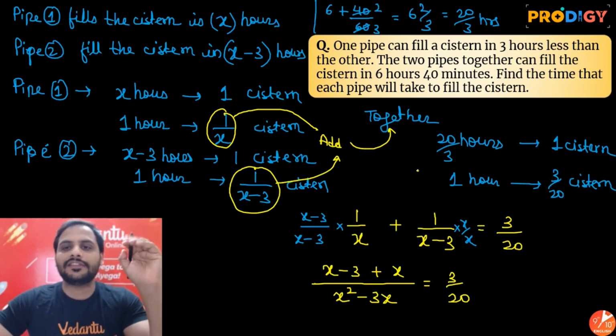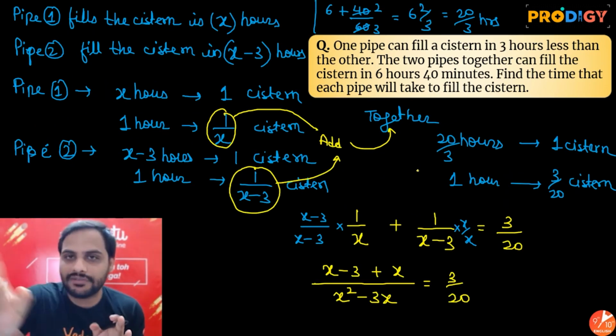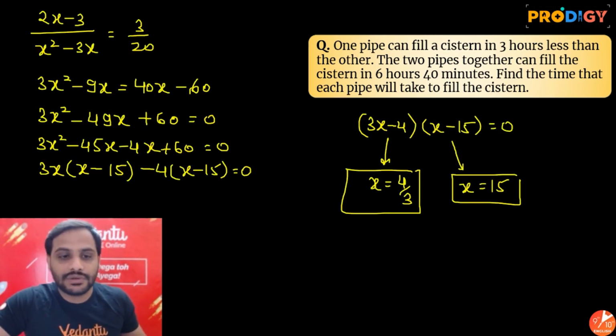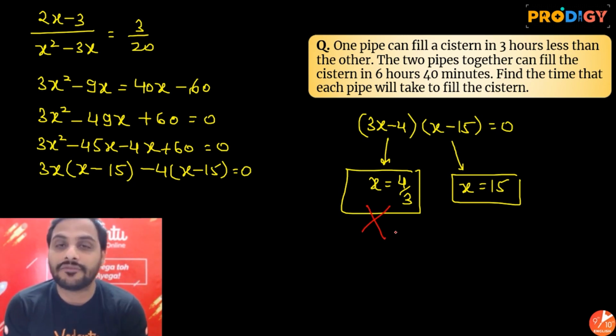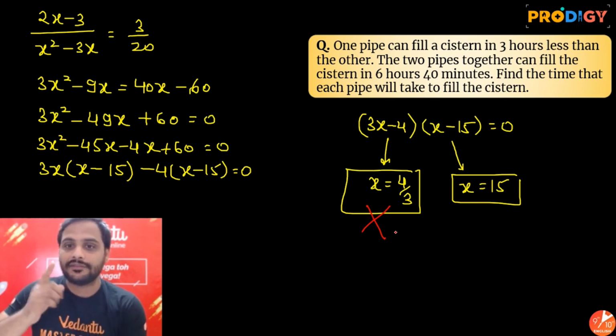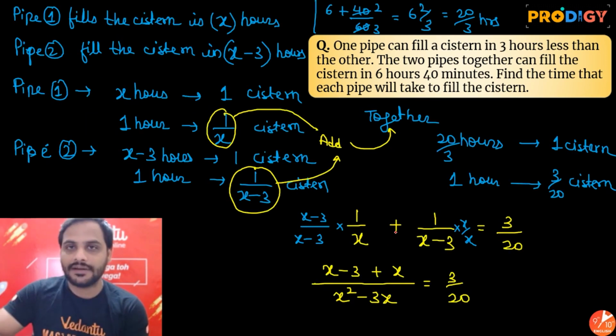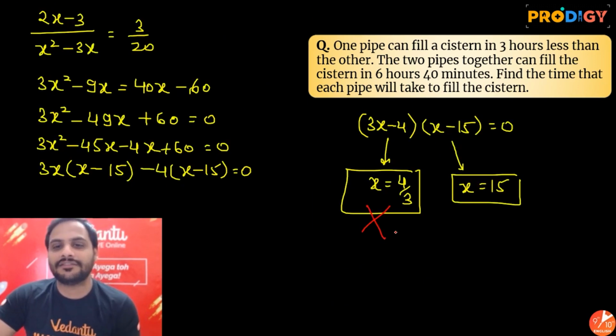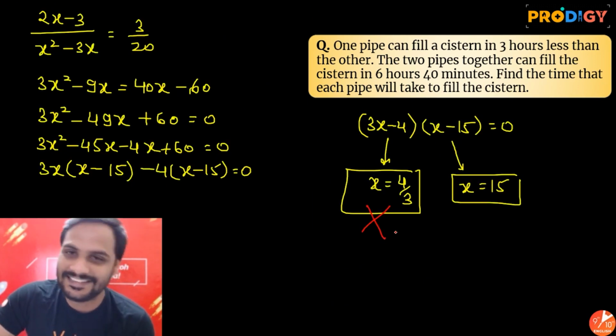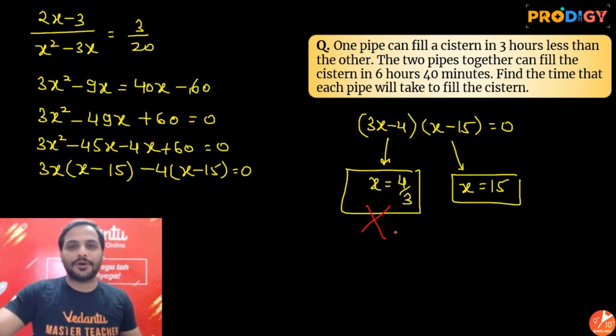What many students do, they say both the values are correct. But remember, both the values are not correct. Out of these two, I will eliminate this value, x is equal to 4 by 3. Now I want you to think why this value will be eliminated, and if you are able to figure it out, do let me know in the comment section below why we have eliminated the value of x equal to 4 by 3.